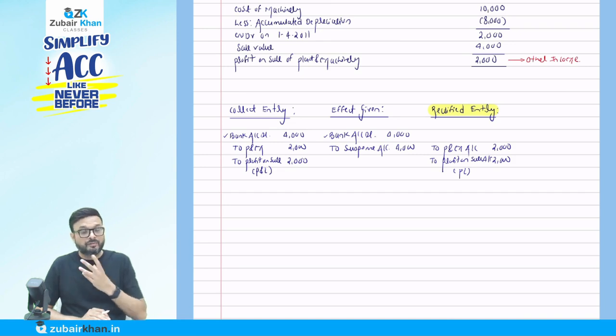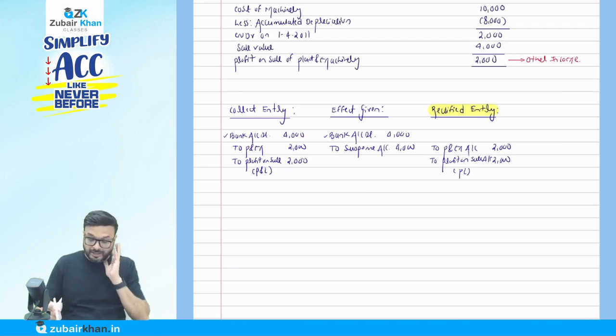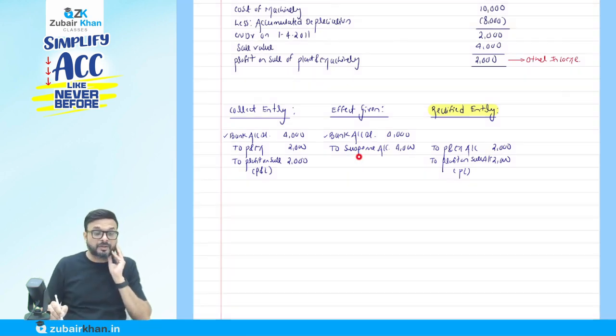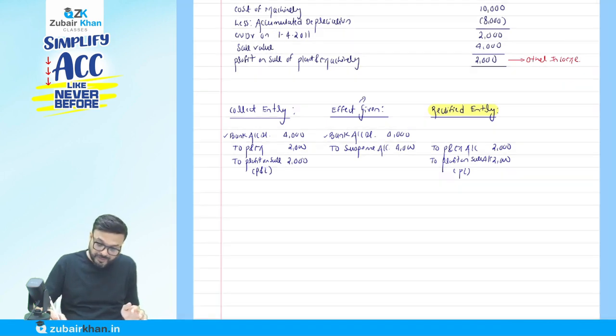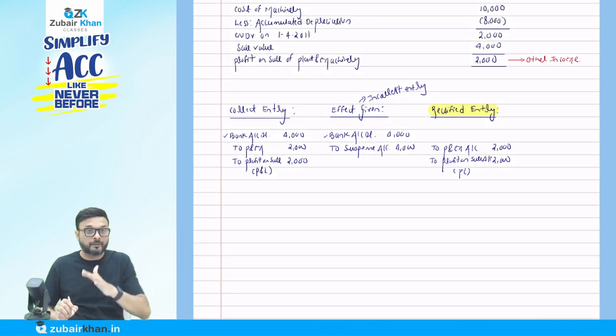Dear student, my intention is to give you in-depth knowledge. I will not just come here and tell you to do this, do that. I will go in-depth and teach you. They credited the suspense account, but it should not be credited. This is the incorrect entry that they have passed. For your reference, you can write it down.